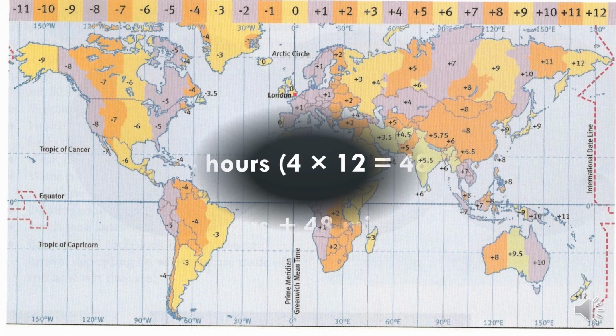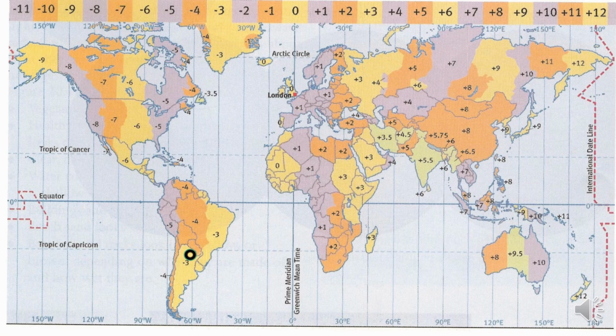So the reason why we add is because 111 degrees east is located east of 66 degrees west, and if we're moving in an easterly direction, it means that we are gaining time. So we need to add, when we're calculating the time of a place located east.